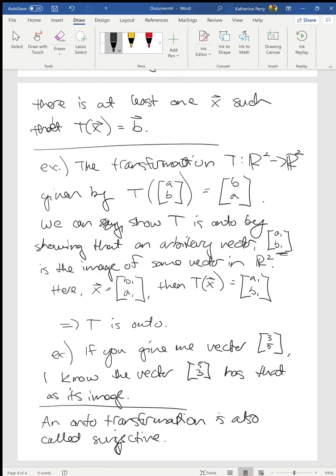Okay. And one thing that I would also like to encourage you to do is to answer or think about questions along the lines of, can I have a function that is both one-to-one and onto? Can I have a function that is neither? Can I have a function that is onto but not one-to-one? And can I have a function that is one-to-one but not onto? So what are those functions or transformations? If they exist, what do they look like? And things like that. All right.